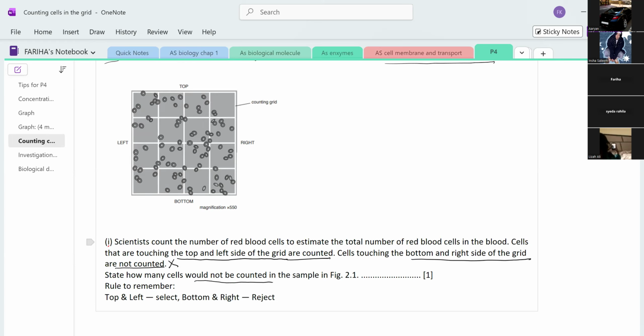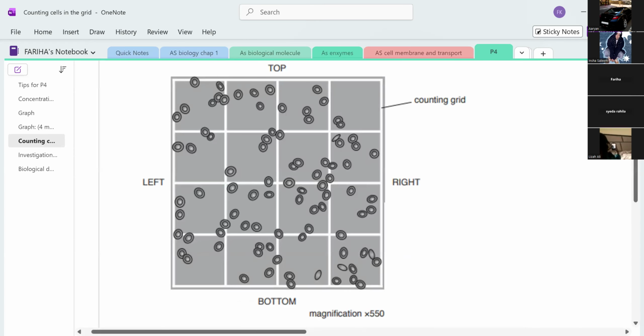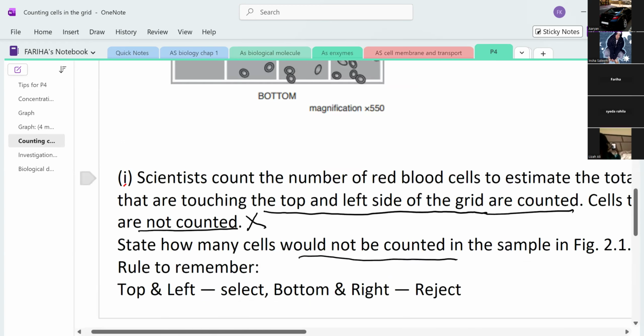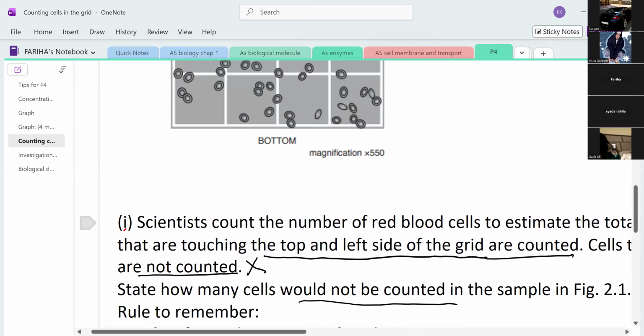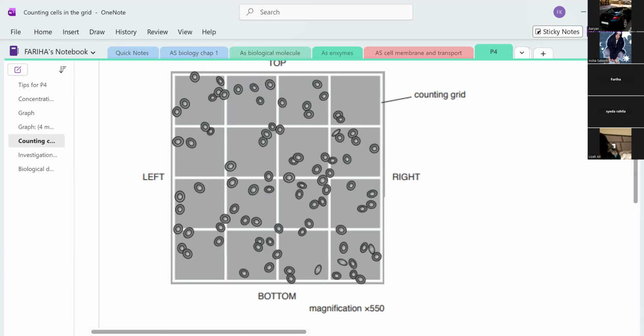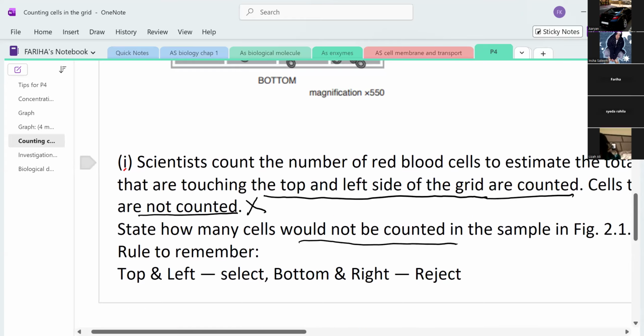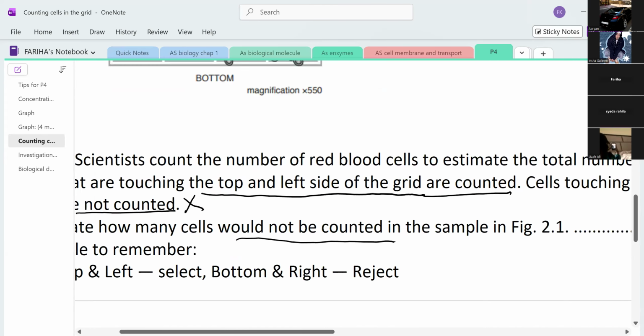Now remember, cells touching the bottom and right side of the grid are not counted, whereas cells touching the top and left side of the grid are counted. So how many cells are not counted? Which cells are counted? Let's see it again. Top and left side of the grid are counted only. And which cells are not counted? Bottom and right side of the grid are not counted.